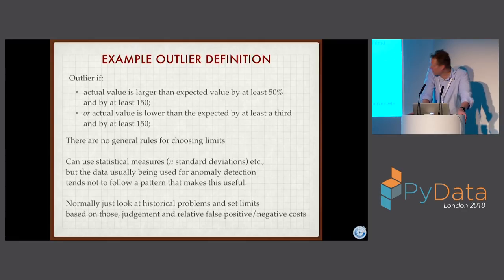A typical example for something like this, with the sorts of numbers we had on the previous slide, might be that we're going to classify something as an outlier if the actual value is larger than expected by at least 50%, or by at least 150, in an hour or whatever, or if it's lower than expected by at least a third and by at least 150. And I'm going to say there are no general rules for choosing limits. A different way of saying the same thing would be there are as many rules for choosing limits as you want, but at the end of the day, it always comes down to judgment. So we end up looking at historical problems and setting limits and looking at how fast it goes off, and when it's going off too much, we turn it down a bit, and when it's not going off enough, we turn it up a bit, and then we stop there, typically.